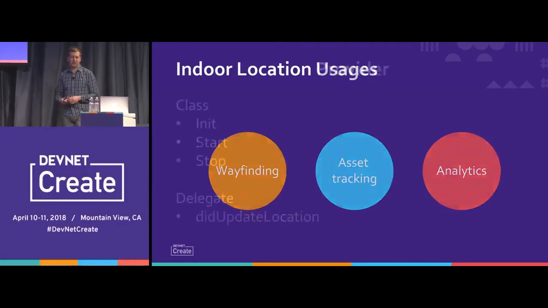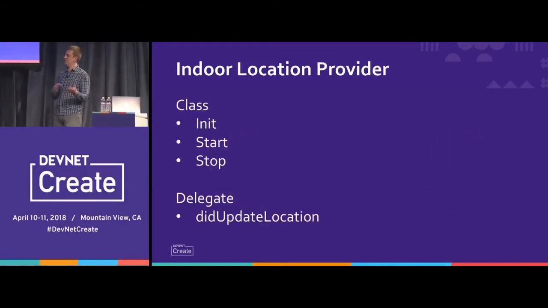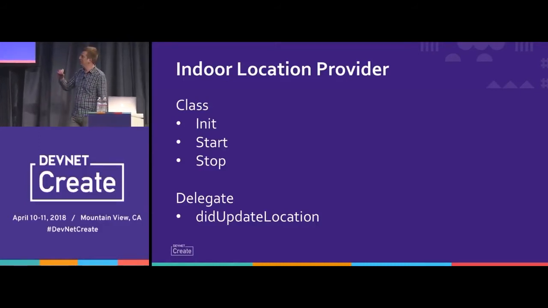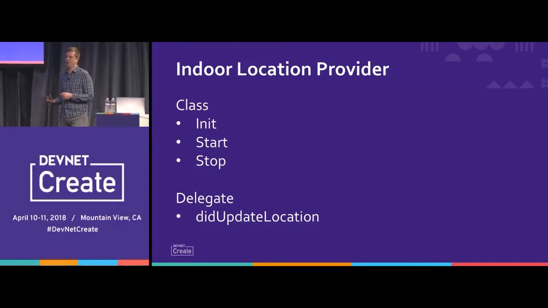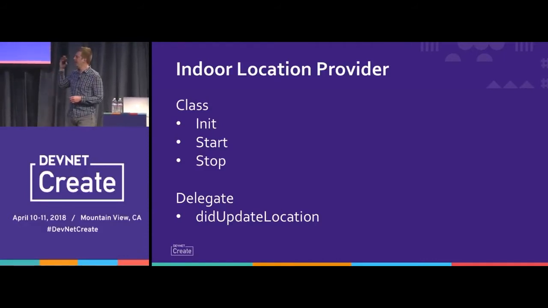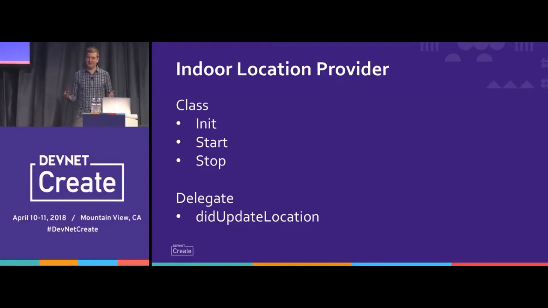So the framework itself not only defines what an indoor location is, but it defines what a provider is. A provider is simply going to be a class that does everything it needs to be able to spit out the indoor location of specific devices. So you can initialize it, start it, stop it, and as soon as it detects a new location, you will get an event, did update location. In that sense, nothing fancy.